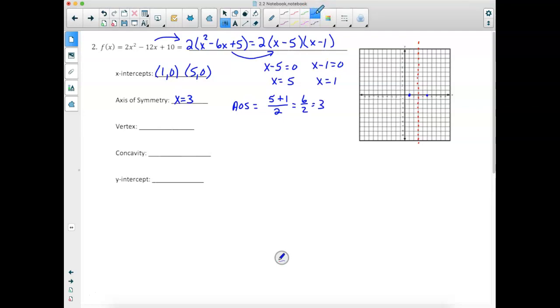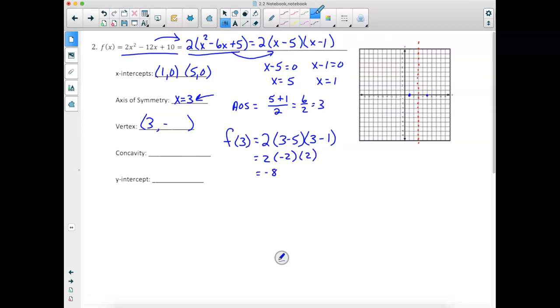After I find my axis of symmetry, that value for x always gets used to find the vertex. So we need to find f of 3. I prefer, when I'm doing things longhand, if it's factored, to plug it into the factored form of the equation. The math is easier to do in my head without a calculator. That's 2 times negative 2 times 2. I know that's negative 8. So 3 comma negative 8. And I'm going to come right down there, I can plot that little devil.